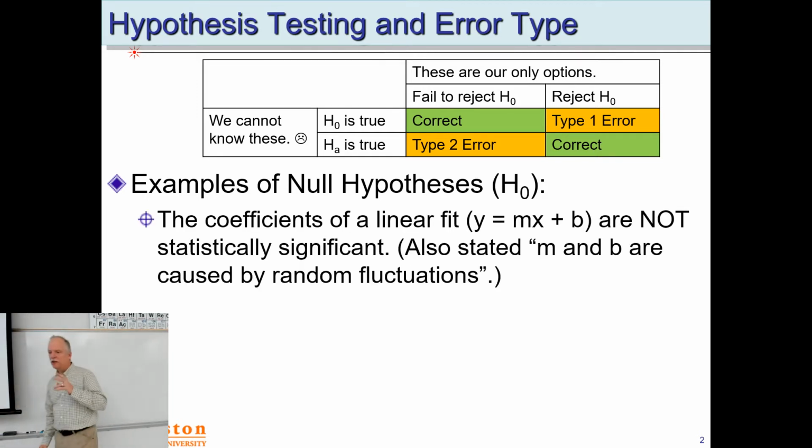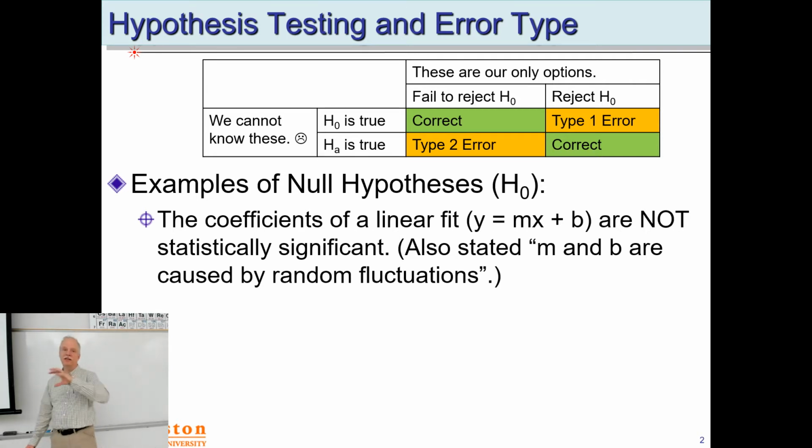And so the coefficients, these are examples of null hypotheses. We've done ANOVA, analysis of variance. We get that table, and we have a coefficient for M and a coefficient for B. Same thing with a trend line. You plot a linear line through your data, and you get an M and a B value. And the null hypothesis for those is that the M and B values are not statistically significant. It's kind of a strange one, but that's our null hypothesis. Another way to state that is that M and B are caused by random fluctuations in the data.